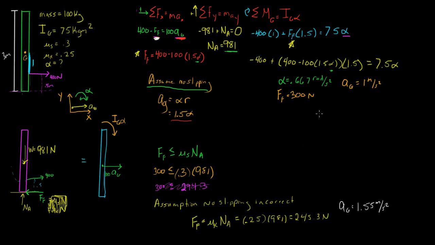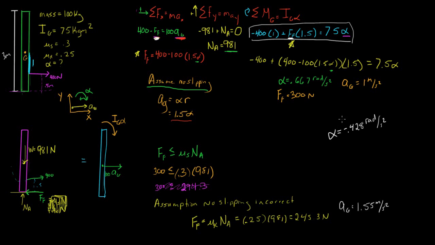And we can go to this equation right here, and we can plug in our new frictional force. So this frictional force right here is going to be this 245.3, and we can solve for alpha. And what we're going to get is that alpha is going to be equal to minus 0.428 radians per second squared.